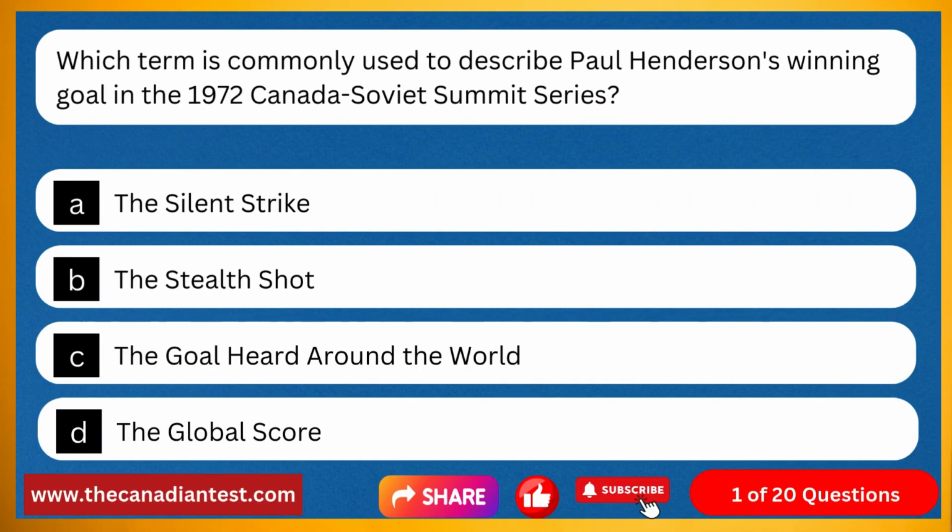Question 1. Which term is commonly used to describe Paul Henderson's winning goal in the 1972 Canada Soviet Summit Series? Option A, the silent strike. Option B, the stealth shot. Option C, the goal heard around the world. Option D, the global score.